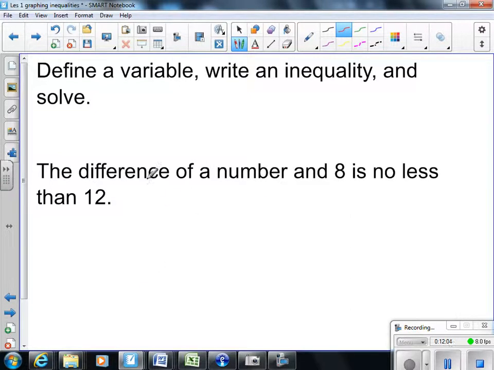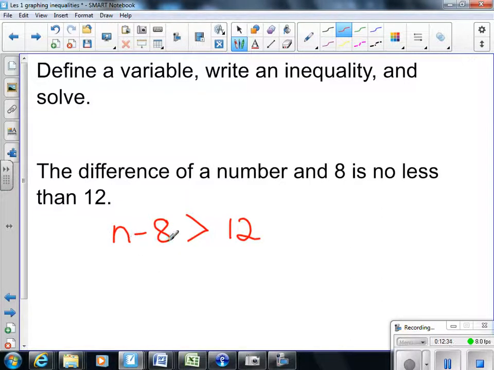Difference. Difference means you're doing what? Subtracting. Okay, so I have a number and 8. Find the difference. n minus 8 is no less than 12. Okay, what does that mean? Does that mean this amount is not going to be greater than 12, or that it's going to be greater than 12? It says the difference of a number and 8 is not less, basically, is no less than 12. It's not less than 12, so it has to be greater than.